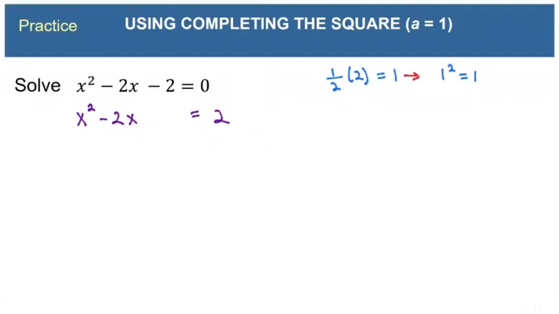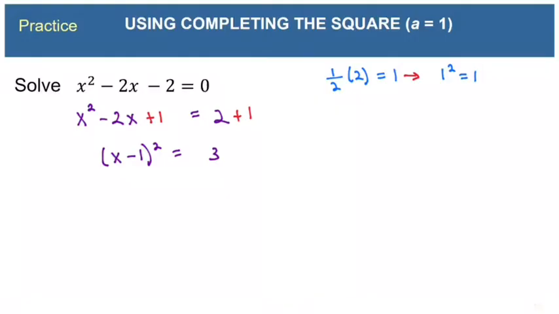Notice that the middle coefficient is negative 2, but I didn't really bother with the negative because I know I'm going to end up squaring, which is going to turn it positive anyway. So you really can ignore the sign. Now let's add 1 to both sides. And now let's factor the left side. This trinomial will factor into x minus 1 squared. Remember, it's the square root of this term, this sign, and the square root of this term. And then the right side is going to equal 3.